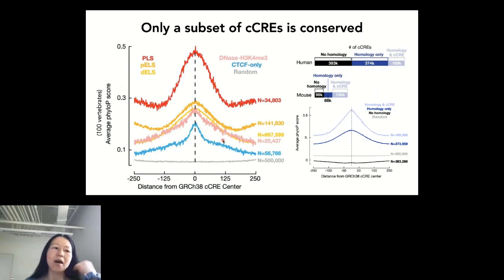You can see they are obviously more conserved than random regions in the genome, which are in gray here. This is using the 100 vertebrates PhyloP score. However, the conservation on average is true, but if you look at individual elements, a lot of them don't appear to be conserved. And we have cCREs between human and mouse, so we can make the comparison. As you can see, a good 1/3 of the elements are not homologous between human and mouse.